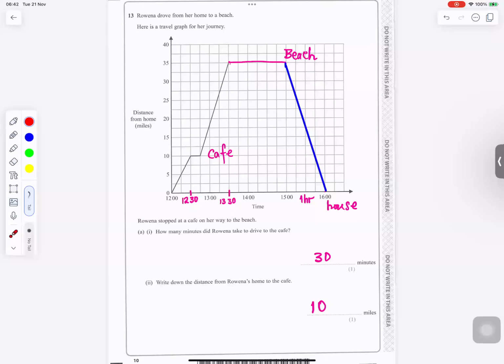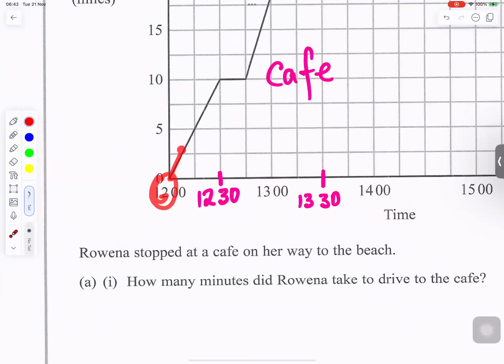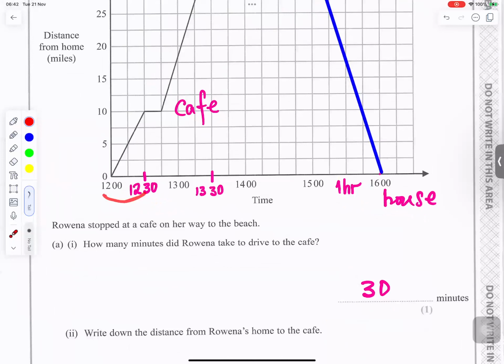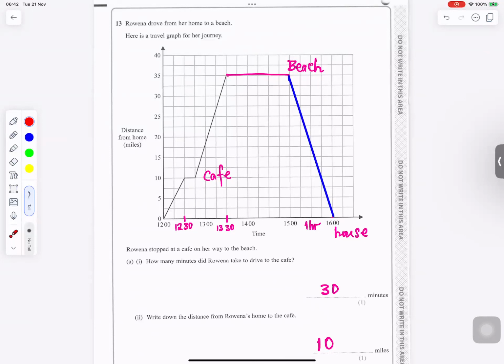Question 13, part A. How many minutes did Rowena take to drive to the cafe? They start at 12 o'clock and they got to the cafe at 12:30. So from 12 o'clock to 12:30 is 30 minutes. Write down the distance from Rowena's home to the cafe. The distance from Rowena's home to the cafe is 10 miles.